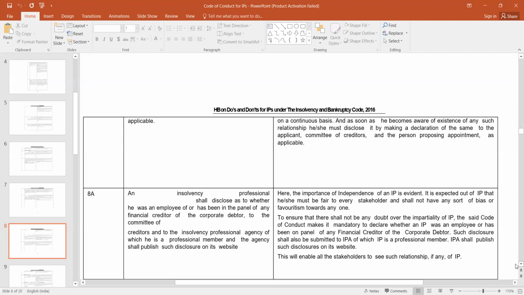Suppose you are an insolvency professional, but you have taken a loan from a person who is one of the stakeholders.